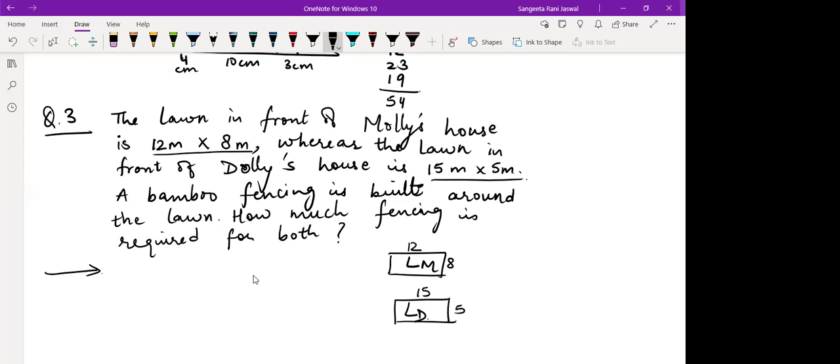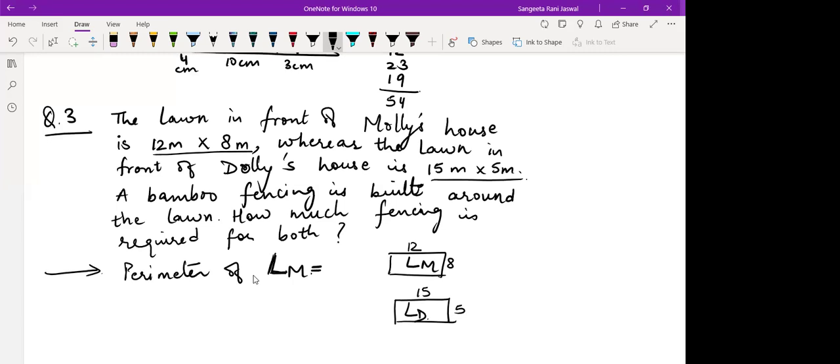Ma'am, I found the perimeters. You found the perimeters? Okay. So perimeter of Molly's lawn. I'm just writing in short, M for Molly and L for lawn. I also got the answer, ma'am. Very good, beta. Perimeter of Molly's lawn. Yes, Bhavesh, how much is the perimeter? Ma'am, 96 meters, for Molly's lawn.